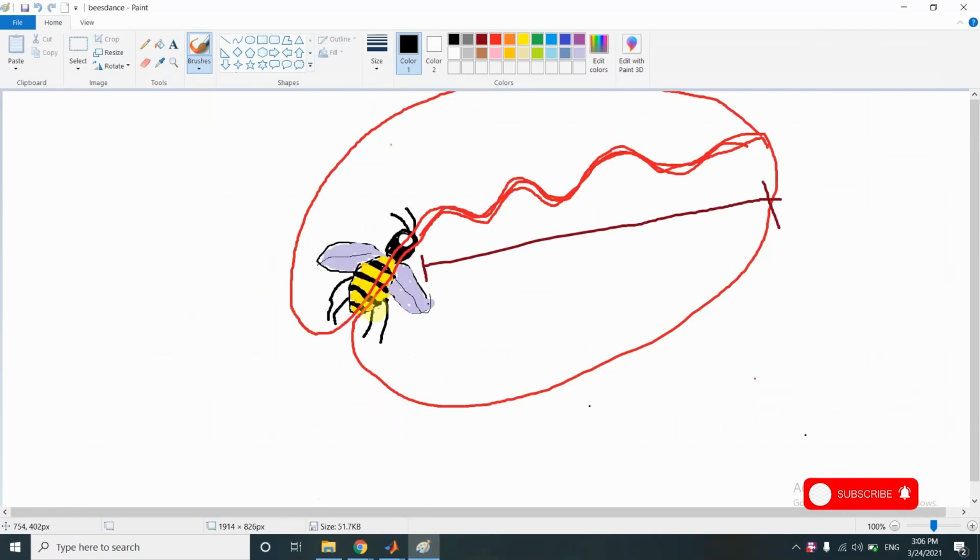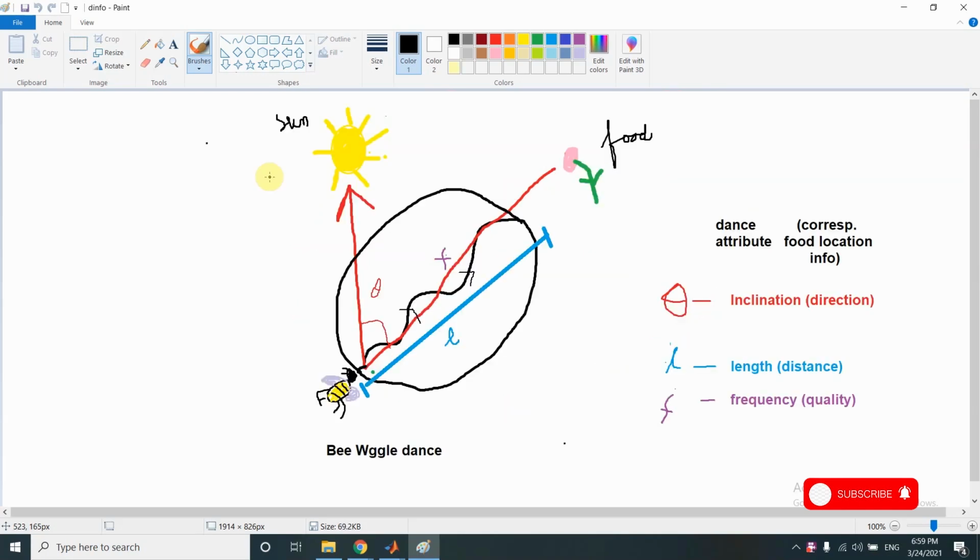So this is the bee. When it moves in this direction, it will continuously hum, or you can say buzz, during its dance. The frequency of that buzz tells the bees how good the food is. If it is very rich, then the frequency will be very large. That is, the bee will buzz very energetically. It will go about the dance very energetically.